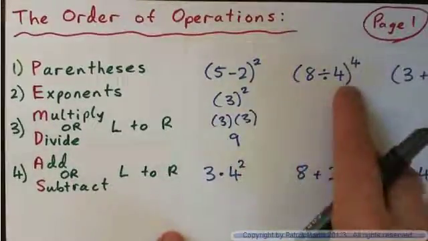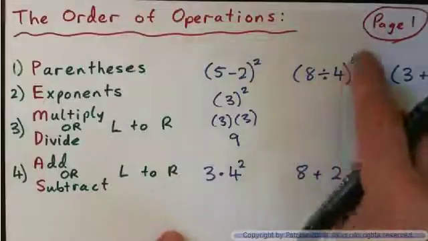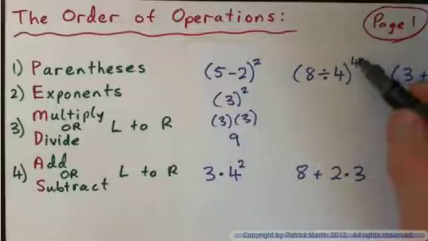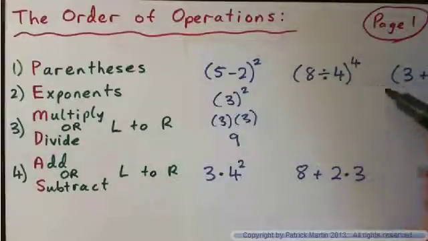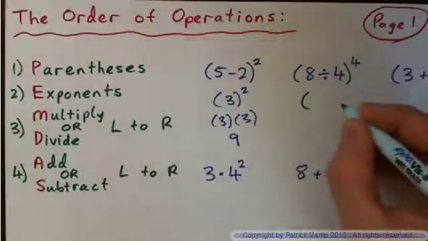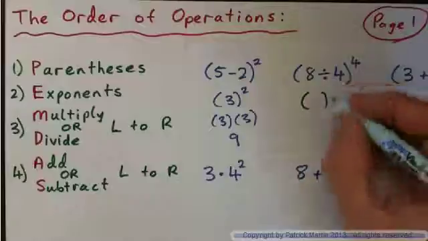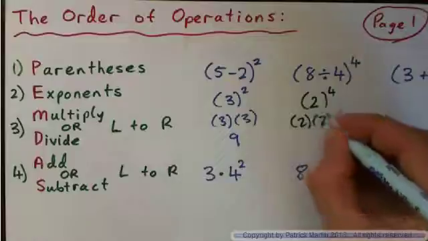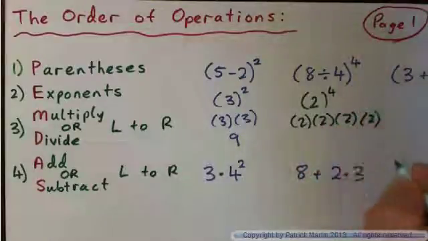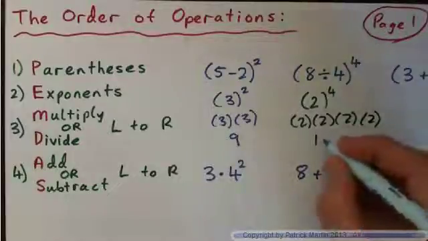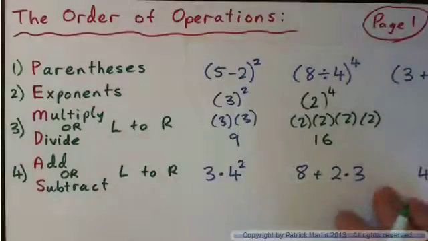So how about this one? What would you do here? 8 divided by 4 in parentheses, then to the power of 4. What operation do we try to do first? Do we try to do the exponent first, or do we do inside the parentheses first? Inside parentheses, right? And 8 divided by 4 is 2. So we have 2 to the power of 4, right? Which is 2 times itself 4 times, which is 16, right?